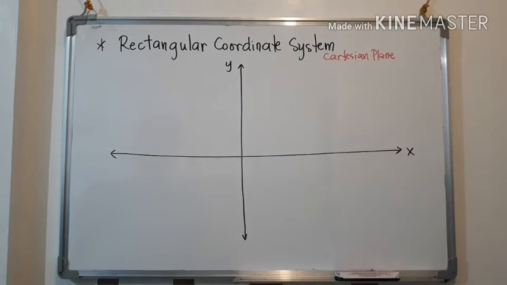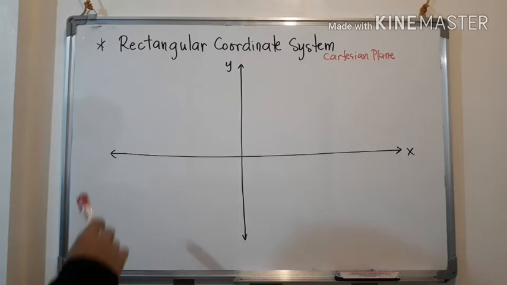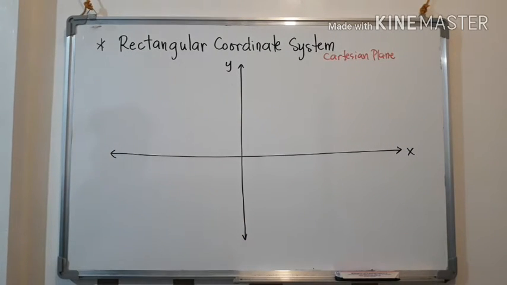Now let's have the rectangular coordinate system, also known as the Cartesian plane or Cartesian coordinate system, in honor of the mathematician named René Descartes, who first devised this coordinate system. The purpose of a rectangular coordinate system is for us to describe the position of a point in a plane.